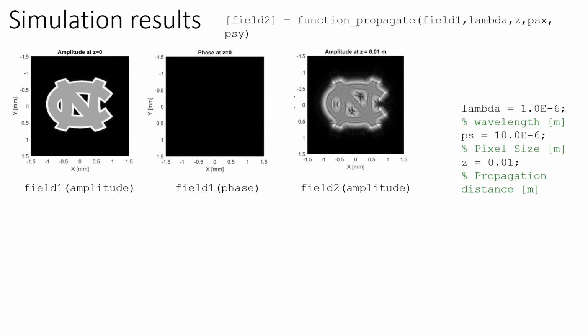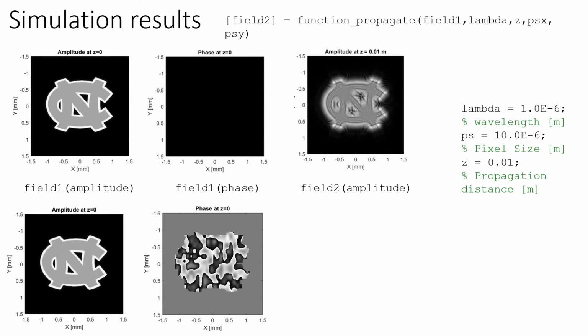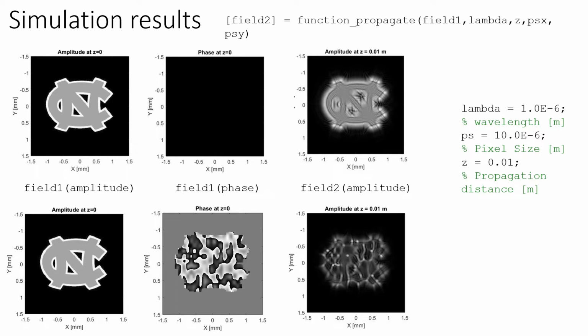We can redo the same simulation, but this time assuming that the phase is, for instance, randomized. That's something we could do experimentally by placing a diffuser into the beam. And if we look a centimeter away, we see a different amplitude profile that carries the effects of the diffuser in z equals 0.